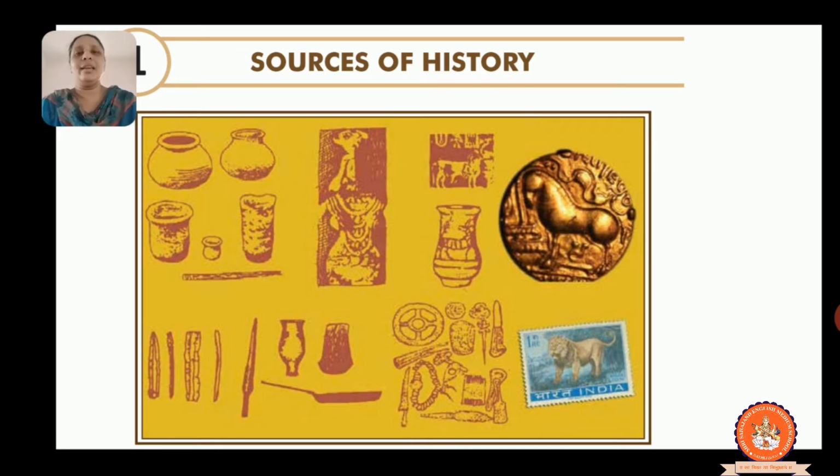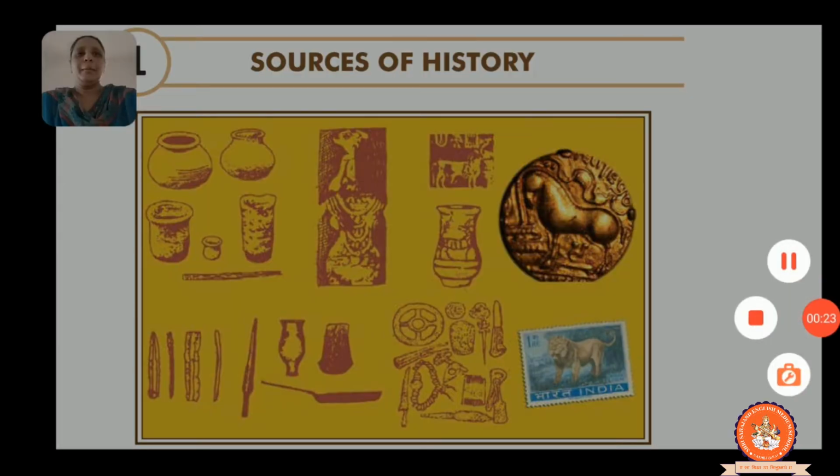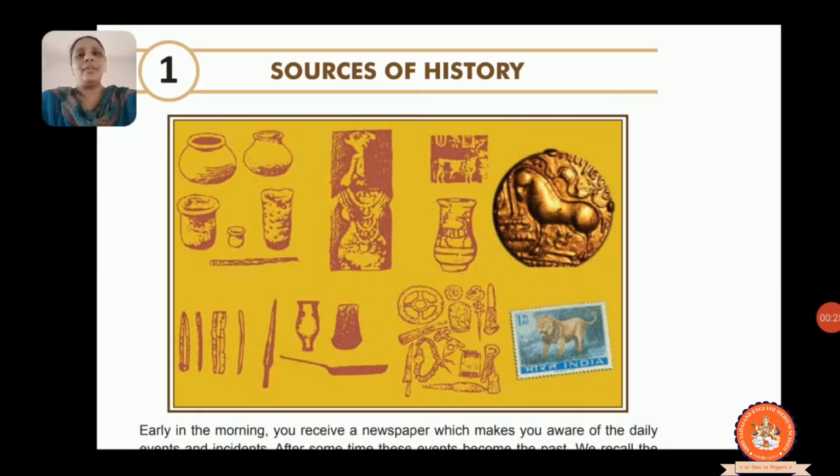Today I am taking history, standard 6. Now, we have to start the first chapter. The name of the chapter is Sources of History. This chapter is about history. We are going to reach the history of Indian culture. Today, the first lesson, the name of the lesson, is Sources of History.